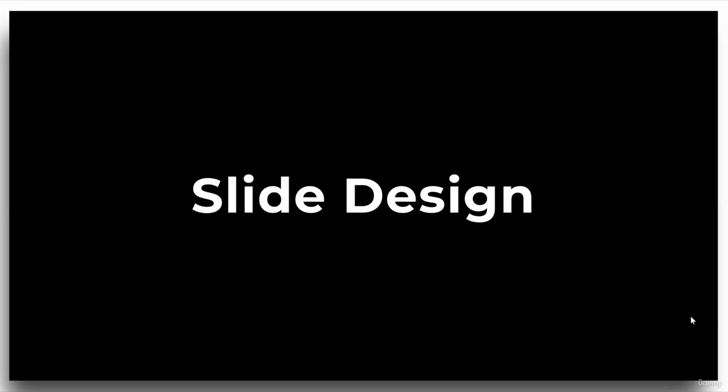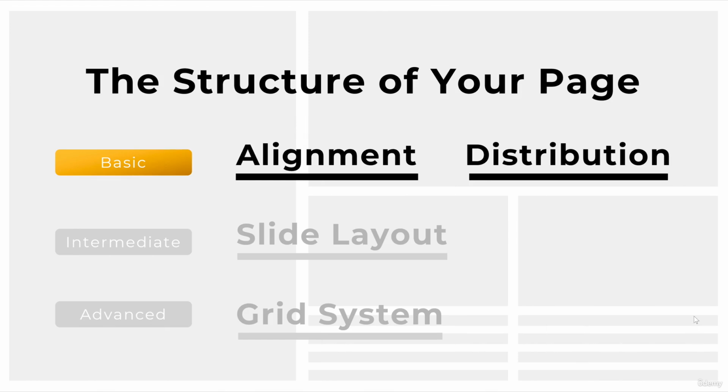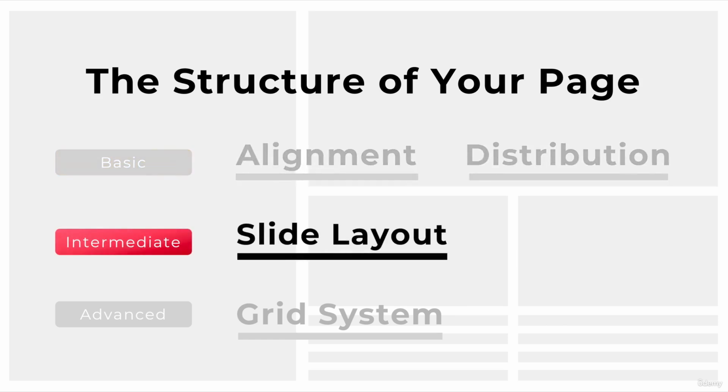So let's move on to the next level, slide design. Alignment and distribution gives your objects a basic order. But even after you have perfectly aligned and distributed everything, your slide can still look cramped, especially when you have a lot of information. This is when you need to zoom out and look at the overall structure of the slide, which leads us to the next level, building the slide layout.